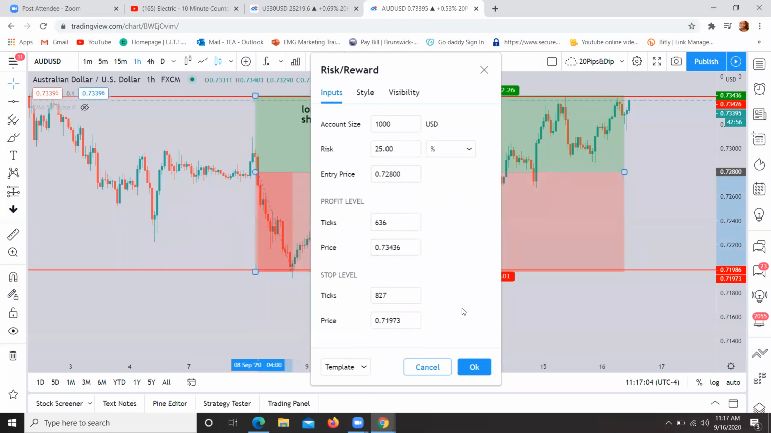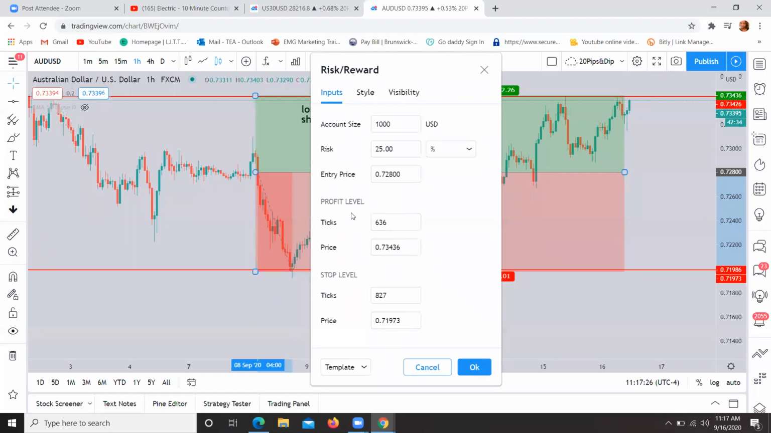Okay, let's say that was your entry. You look down here, it says profit level. Then it says stop level. Then you're going to see ticks. What are ticks? Ticks are just another decimal to pips. So basically it's pips and add another 0.